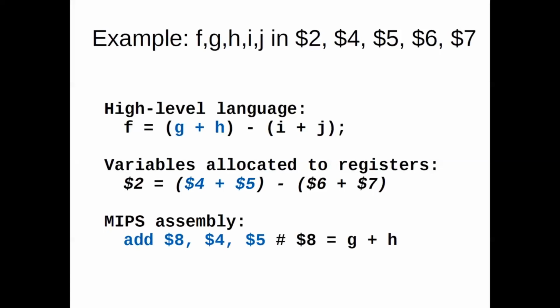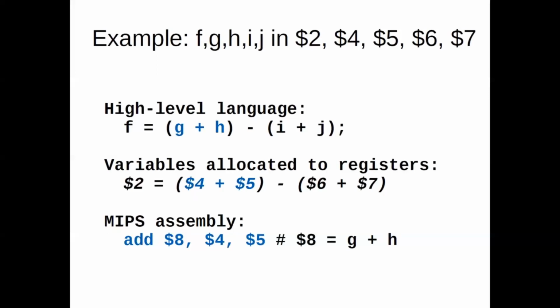The two registers for g and h are $4 and $5. So the MIPS assembly will do add $8, which will be the destination of the add operation, $4, $5. 4 and 5 are the source operands of the variables for g and h. $8 is a register that hasn't been allocated to any variables.